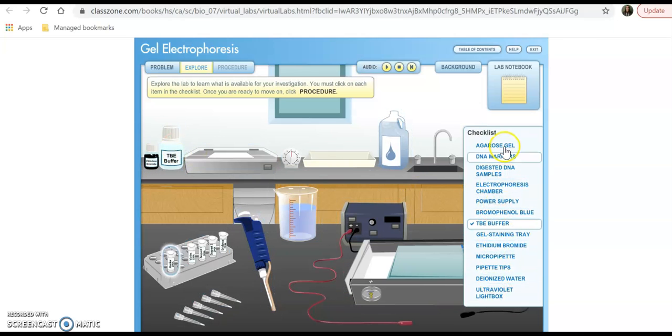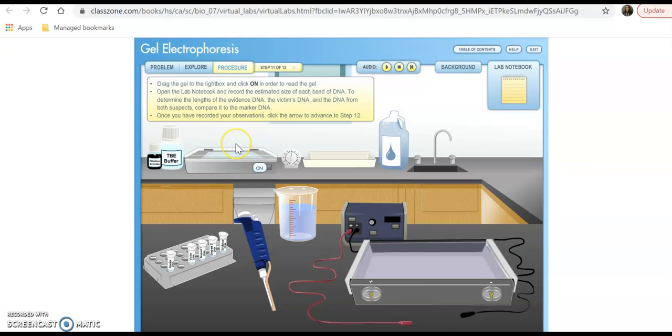So you guys are going to go through. You can go through right now and pause the video if you want and check out what all of our lab supplies are in order to do a gel electrophoresis in real life. I'm going to go through all this on my own so I don't make you guys sit and watch me do it. And then I'm going to go on to our next step, which is going to be our procedure.